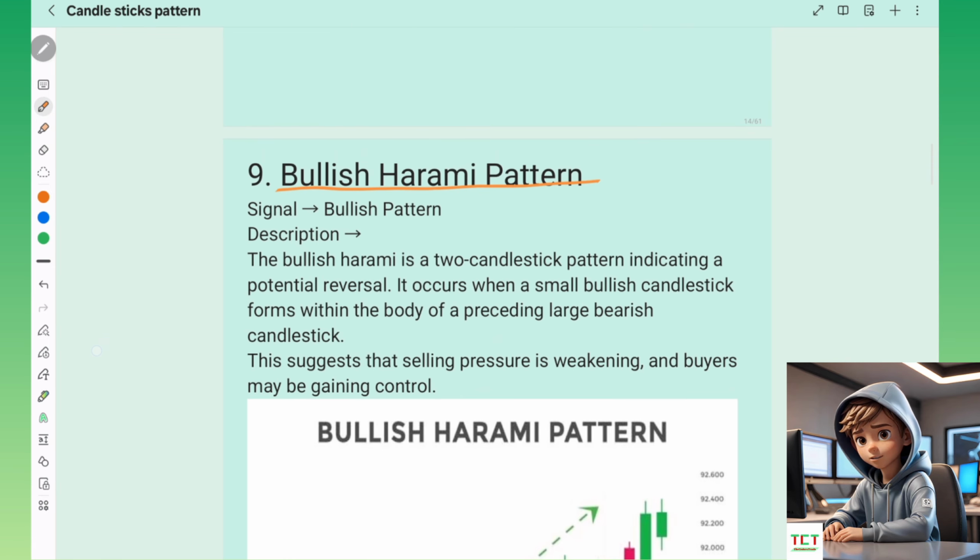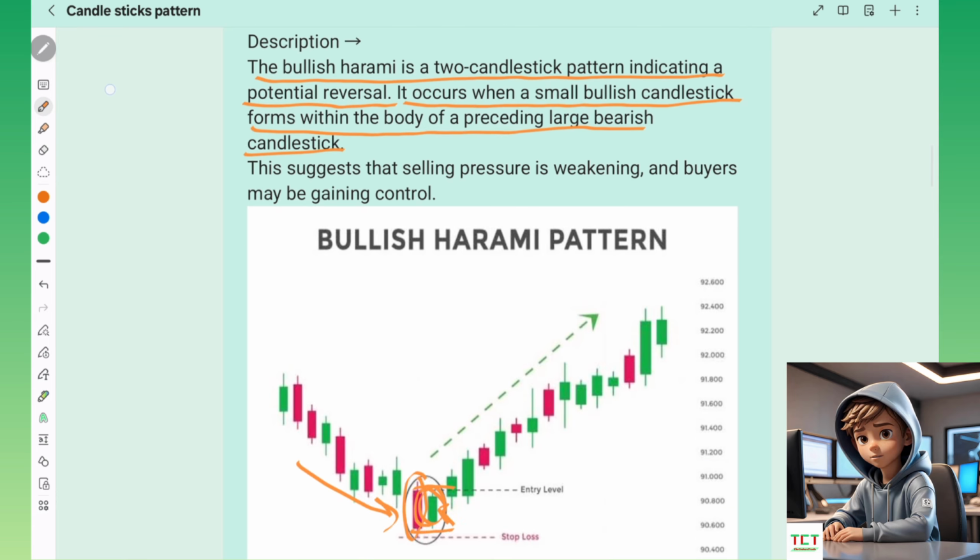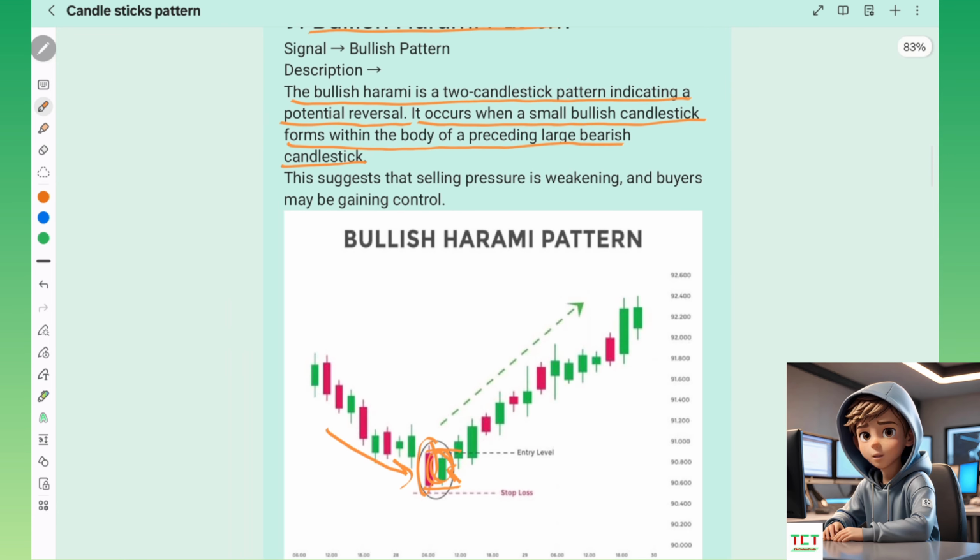The Bullish Harami is a 2 candlestick pattern indicating a potential reversal. It occurs when a small bullish candlestick forms within the body of a preceding large bearish candlestick. So what does this tell us? It suggests that selling pressure is weakening.